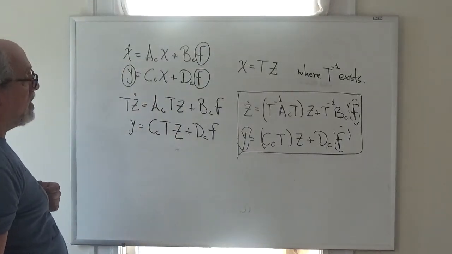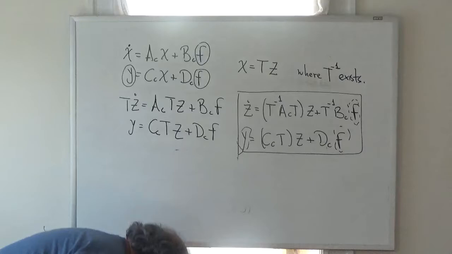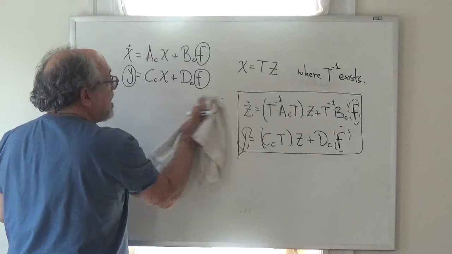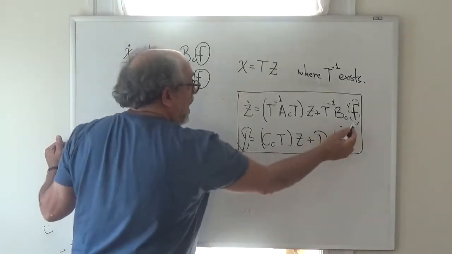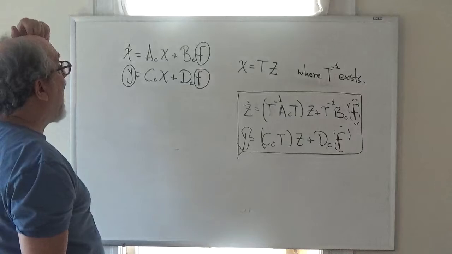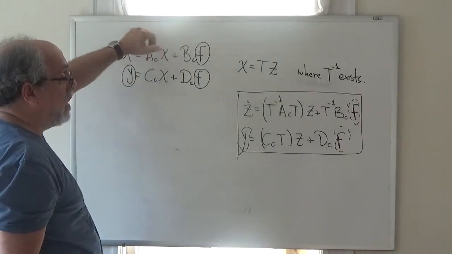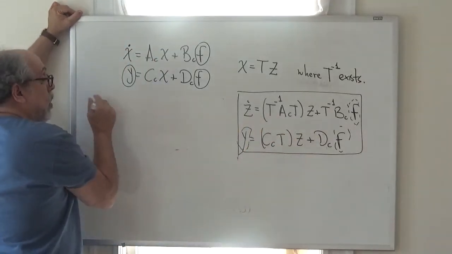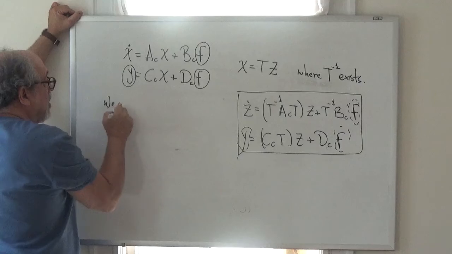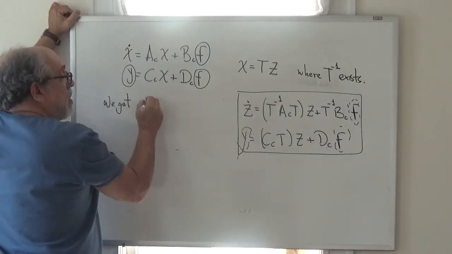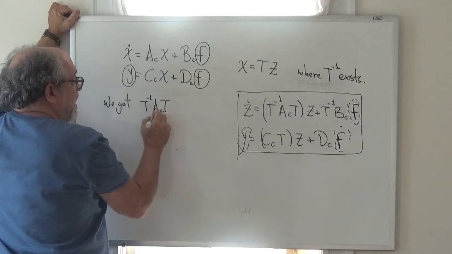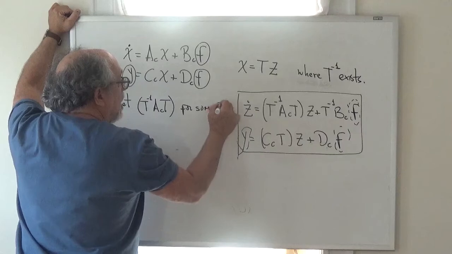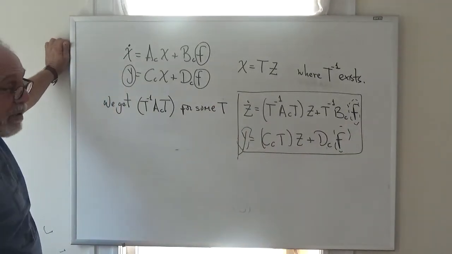So what that means is that when we perform a system identification, this should now be clear. When we perform a system identification using some inputs and some outputs, we don't actually get A or B or C or D. We get this. So what do we get? We get T to the minus 1 A C T, right? For some T that we don't know what it is in general.